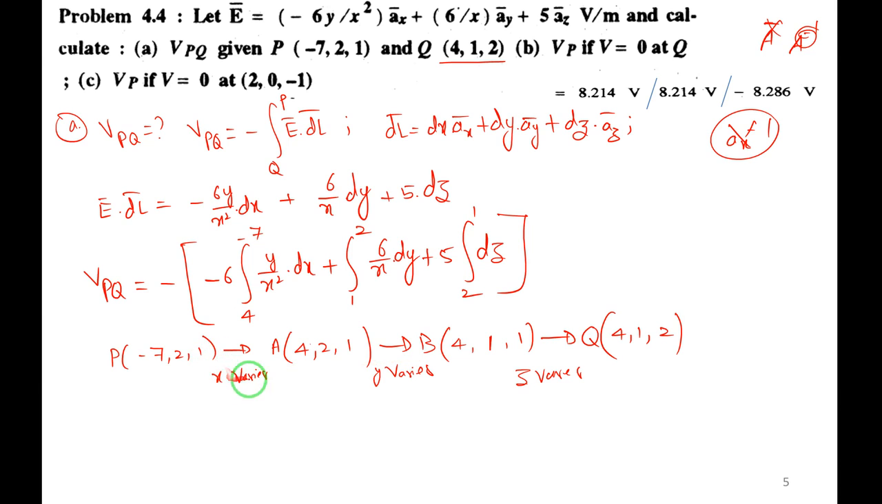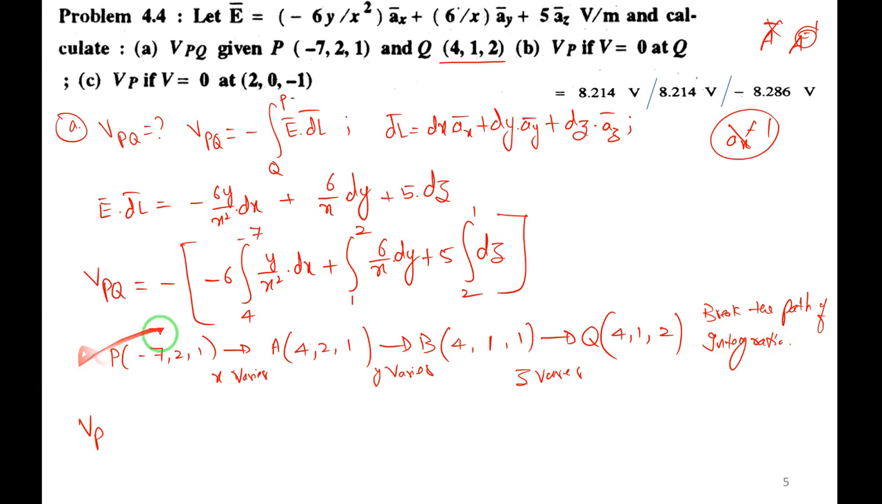If x is varying, it will move from p to a. If y is varying, it will move from a to b. If z is varying, it will move from b to q. This is how we break the path of integration. This is very helpful. Just we'll see here.